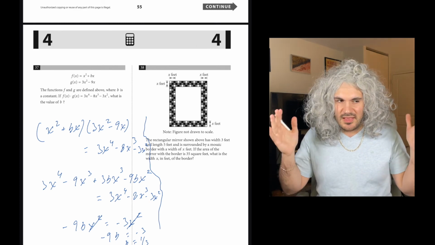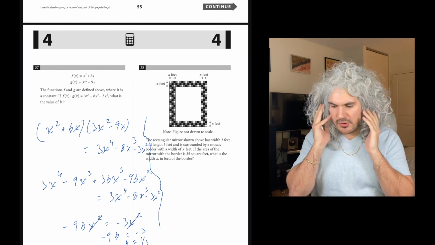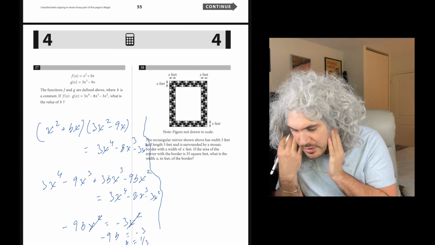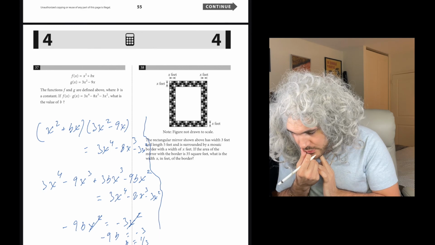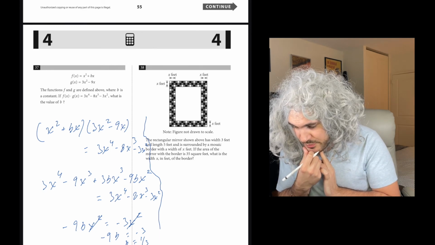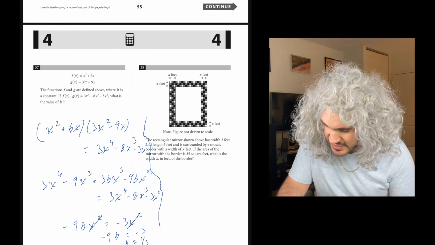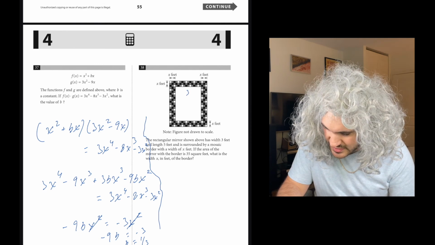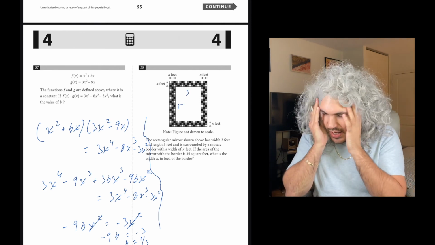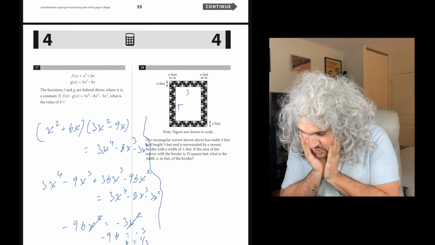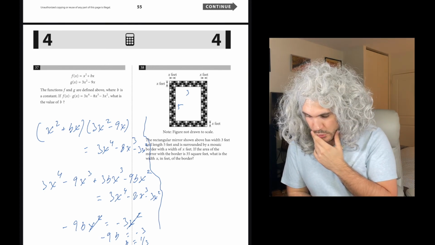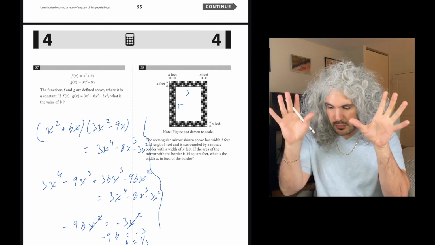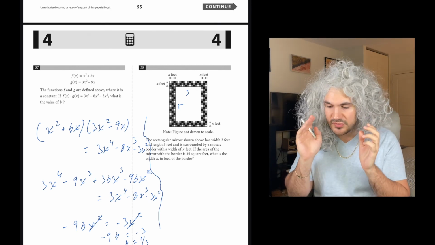Boom. Last question, 38, almost done, let's do it. The rectangular mirror shown above has a width of 3 feet and a length of 5 feet and is surrounded by this mosaic border. So what they're saying is that this side is equal to 3, this side is equal to 5. If the area is 35 square feet, what is the width of the border? Okay, cool. So basically they're saying the area of the whole thing is 35. Okay, so let's do it.